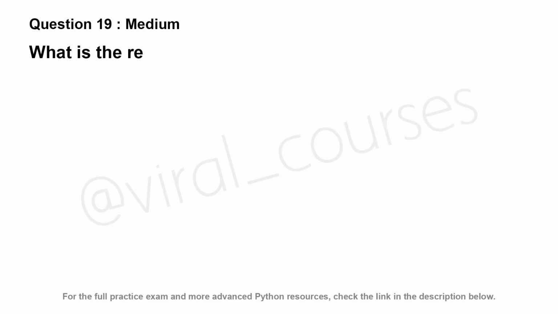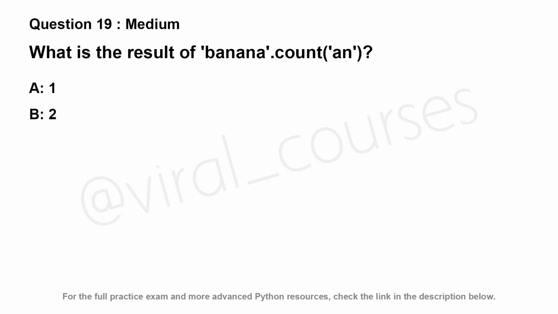What is the result of "banana".count('n')? Option A, 1. Option B, 2. Option C, 3. Option D, 0.